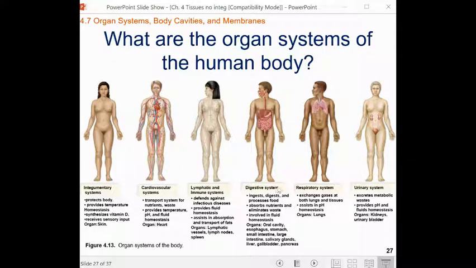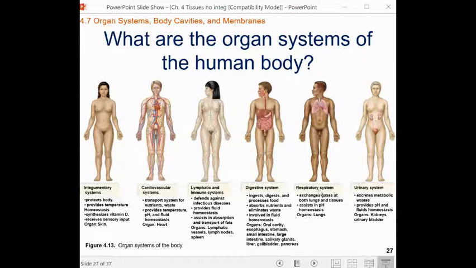The digestive system digests and processes your food. It's involved in nutrient absorption and elimination of waste. It also is involved in fluid homeostasis. The main organs here are your oral cavity, esophagus, stomach, small intestine, large intestine, salivary glands, liver, gallbladder, and pancreas.